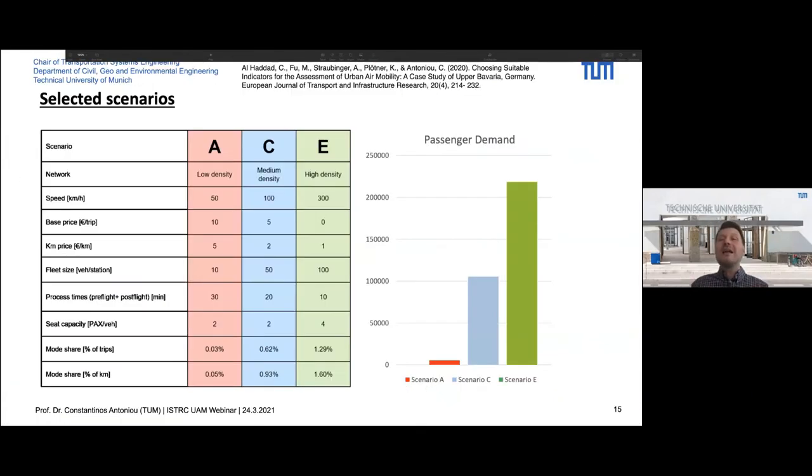But when we look at the results of a number of scenarios from this, at the end we used five scenarios we called A, B, C, D, E. Here we are focusing on three of them. The most pessimistic one, A, the medium one, C, and the most optimistic, where everything goes well for urban air mobility. So we have high density of network, very high speeds, it's free, very large fleet size, etc. And we see that under all of these conditions, urban air mobility is not expected to be more than a taxi, roughly, in Munich. So not more than 1.2% of the mode share of trips, not more than 1.6% of the mode share of kilometers driven, and realistically much less than that.